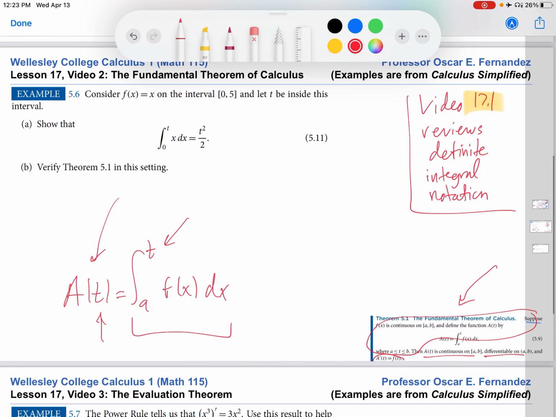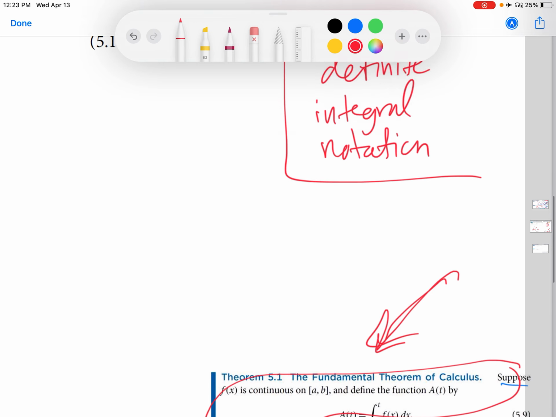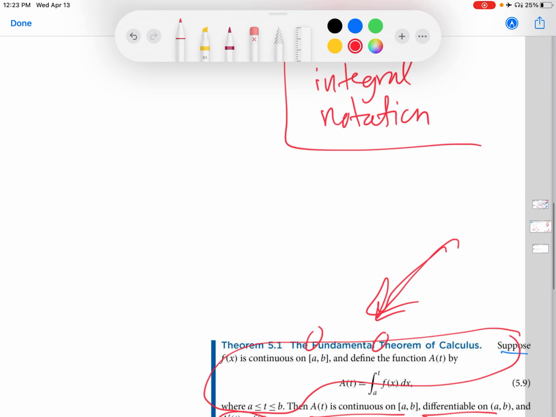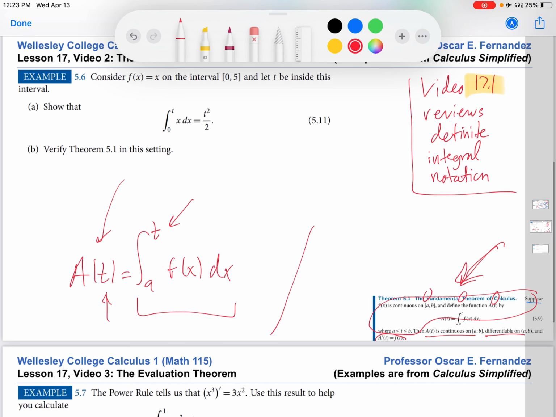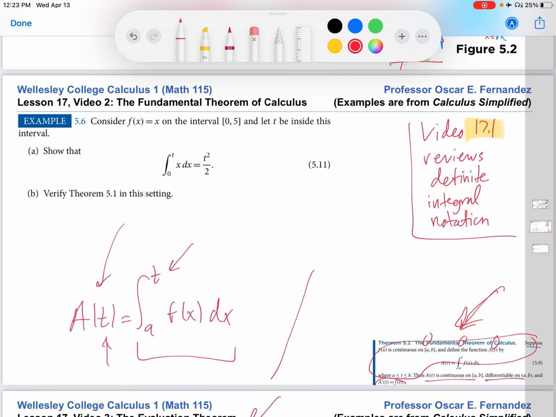So that's FTC. You might, in other sources, know this as FTC Part 1, or maybe some references call it FTC Part 2. By the way, FTC refers to Fundamental Theorem of Calculus, right? I'm not going to use Part 1 and Part 2. I'll just call it the Fundamental Theorem of Calculus. Later on in the video series, we will talk about what is sometimes called the other part of this theorem, which some people refer to as the evaluation theorem, and that's what I'll refer to it as.